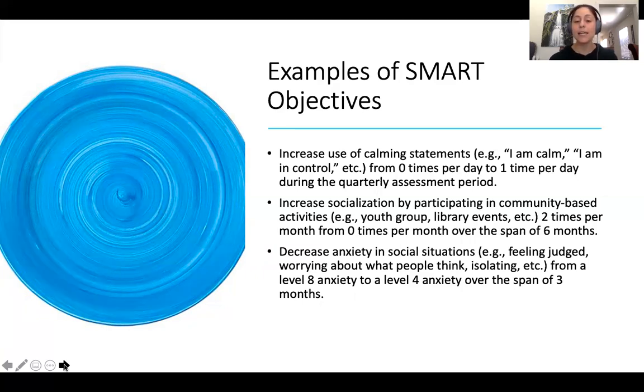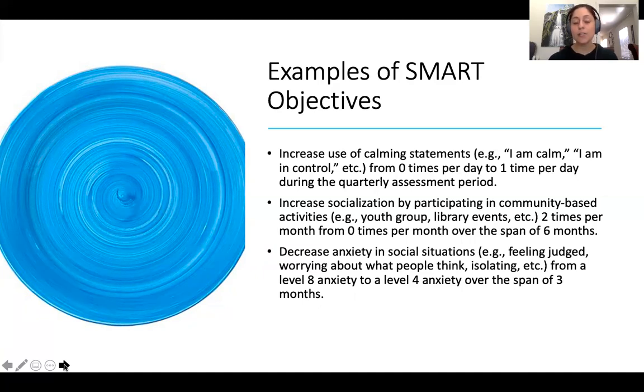Next one, increase socialization by participating in community-based activities, being specific about what those are: youth group, library events, etc. Two times a month from 0 times a month. So where did we start? Where are we going? To make it measurable and realistic. And over the span of 6 months makes it time-based.